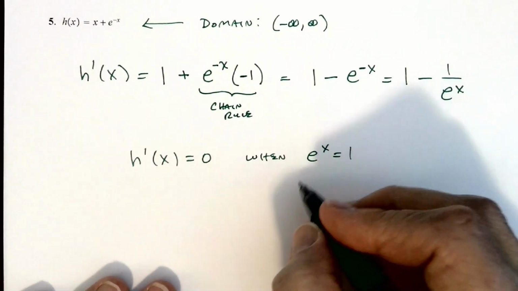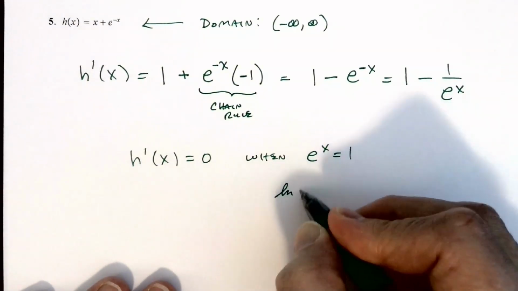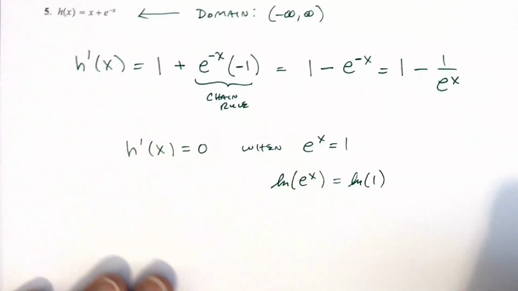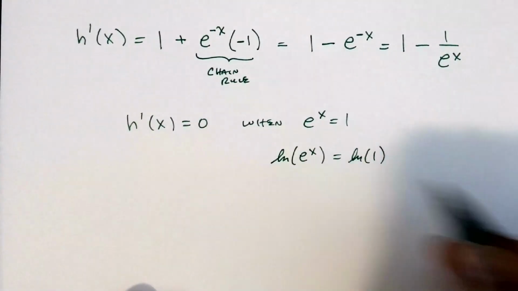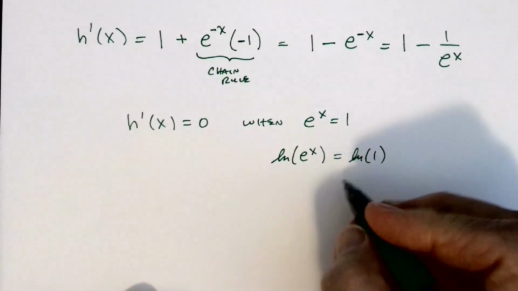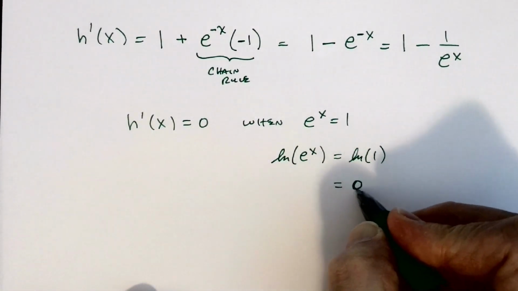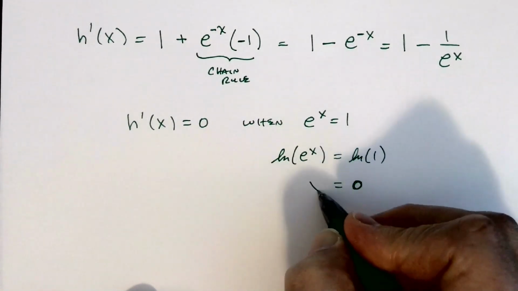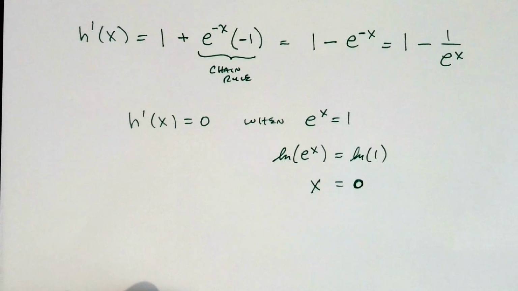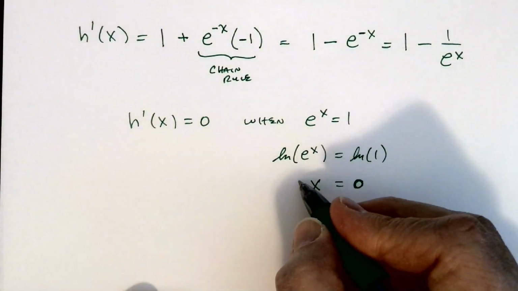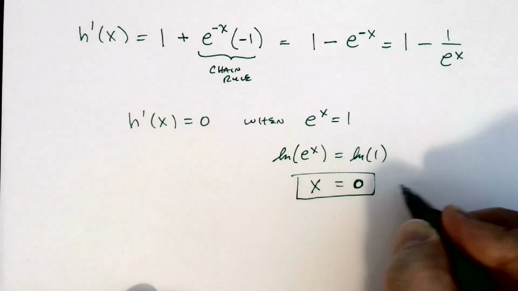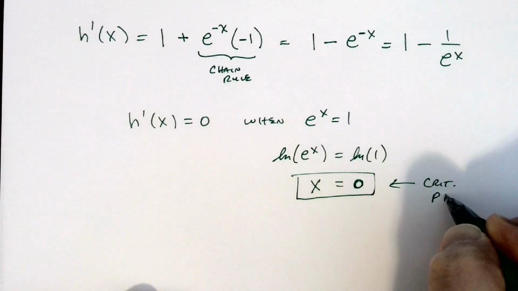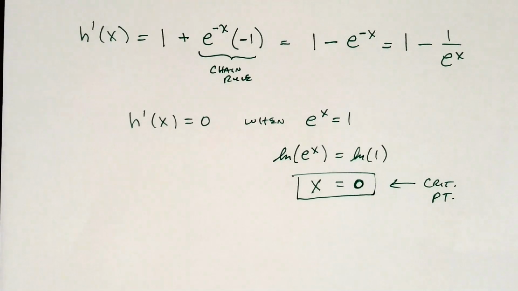And when is e to the x equal to 1? Well, if I take the natural log of both sides, I could also write it, basically writing it in logarithmic form. Natural log of 1 is what? 0. What's the natural log of e to the x? Just x. One critical point at x equals 0.